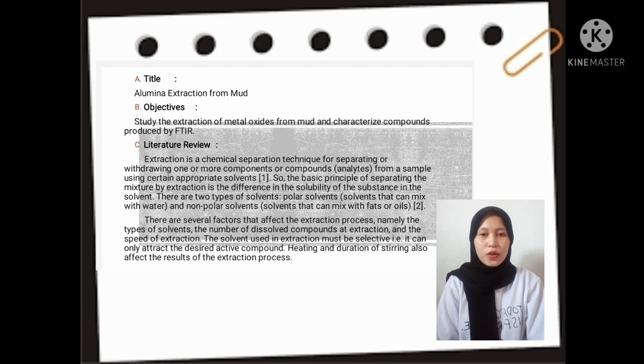The solvent used in extraction must be selective. It can only attack the desired active compound. Heating and duration of stirring also affect the result of the extraction process.